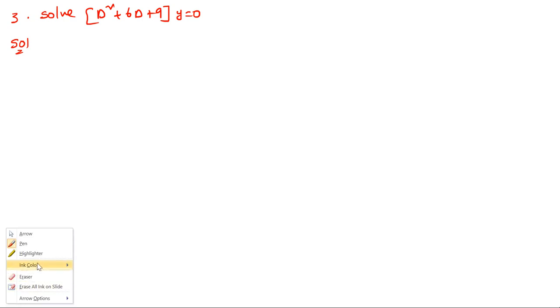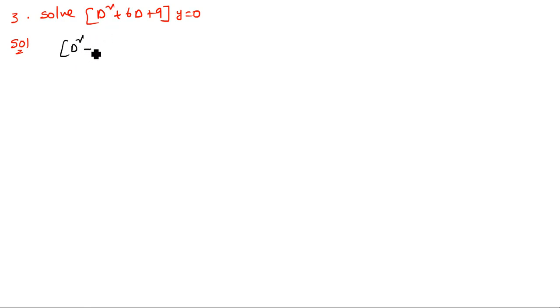Solve d square plus 6d plus 9 into y equals to 0. See, this given differential equation is already in the form of f of d into y equals to 0. No need to convert the given differential equation into f of d into y. It is already in f of d into y form.